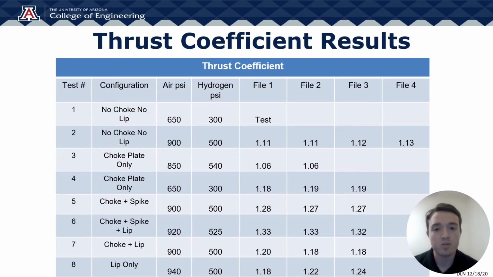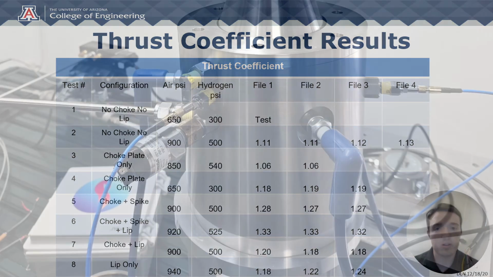We had 8 different tests, with the first one being used as a trial to make sure the logging was working. The configuration for each test is shown below, along with the air and hydrogen PSI level. For certain tests, we had more than one firing, which is denoted by the different files. Looking at the results, we'd expect the highest thrust coefficient to be with the choke, spike nozzle, and lip configuration, which it clearly is. Overall, the tests were a success because we were able to achieve a thrust coefficient of up to 1.33, which means the Aerospike nozzle amplifies the thrust because it is greater than 1.